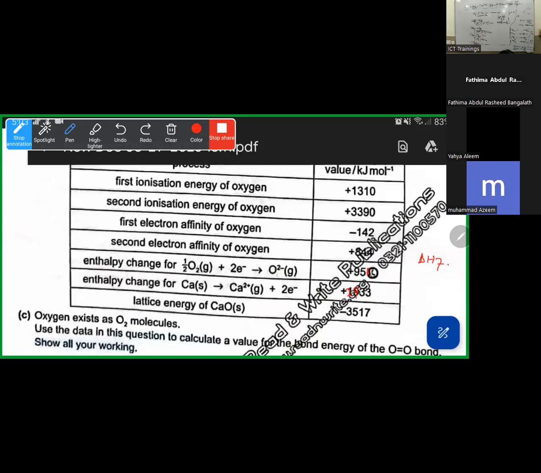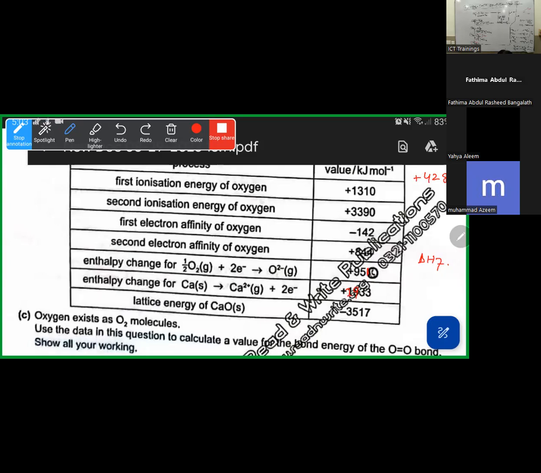Sir, for the enthalpy change for calcium, is it 1933? Yeah, 1933. 428. One of the physical students has got 428. Very good.